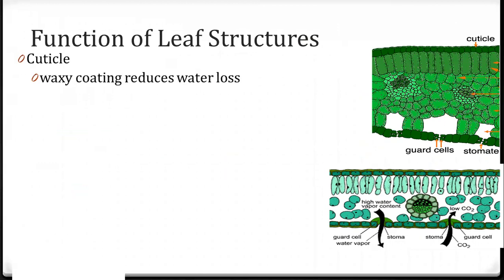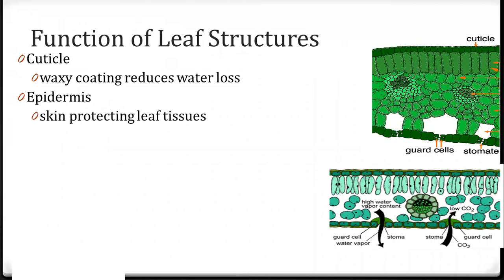Okay, so the cuticle is the waxy coating that reduces water loss. If you see a plant and you wonder if that is real or fake, you would go and touch it to see if it feels waxy. So you would be touching the cuticle. Epidermis is the skin protecting leaf tissue.